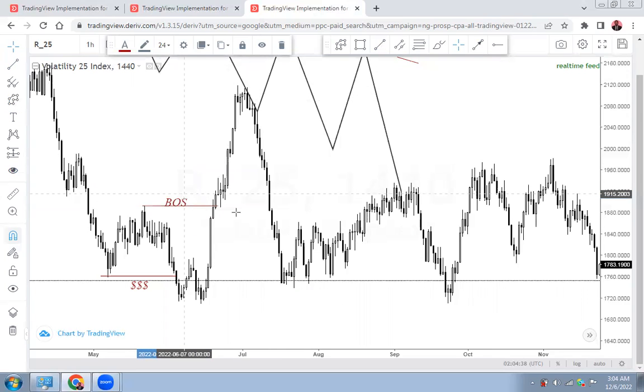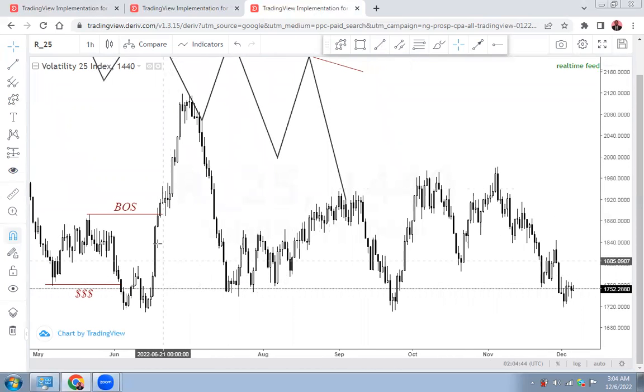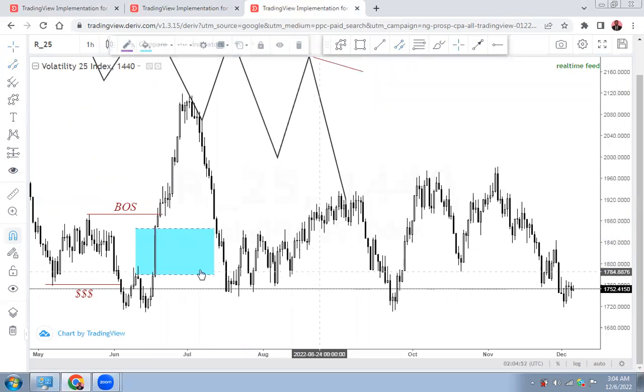This was a break of structure. So we're expecting price to come back to this imbalance. You can see the huge imbalance that was left here. You can see the huge imbalance that was left within this region. So we're expecting price to come back here, and then price should buy to these highs because of these equal highs that you can find here.